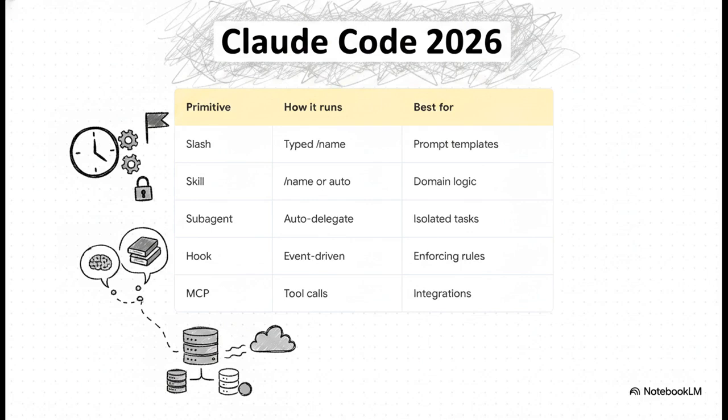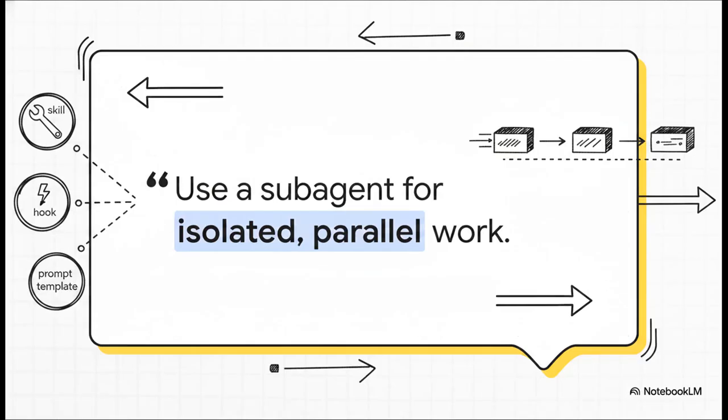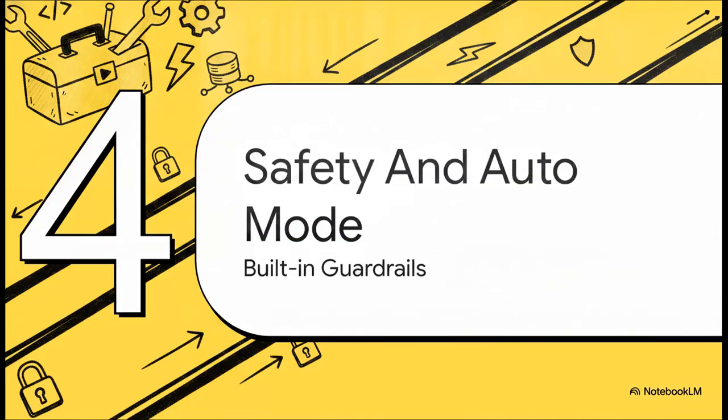The official guide actually gives us this brilliant rule of thumb. And honestly, it is the ultimate cheat sheet. You really need to commit this to memory. Okay, here it is. Use a slash command for a prompt template. Use a skill when there's real domain logic or helper files. Use a subagent for isolated, parallel work. And use a hook to enforce a rule with code. Seriously, if you just internalize that core logic, you are going to be building incredibly efficient, super clean extensions in no time.